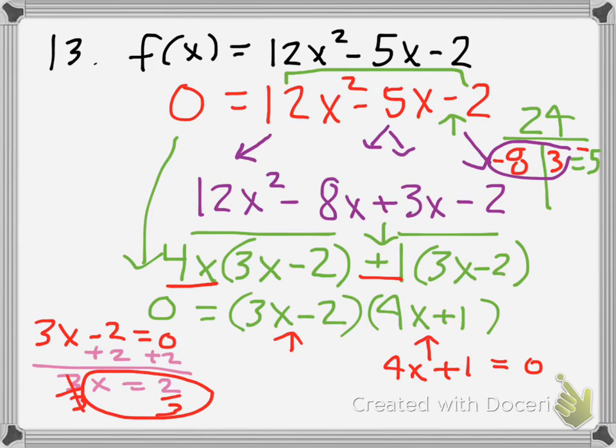For my second equation, subtract 1 from both sides. So I have 4x equals negative 1. One more step in order to get x alone, divide by 4. I hope I don't run out of room here. So I have x equals negative 1/4. So my 2 solutions were 2/3 and negative 1/4.